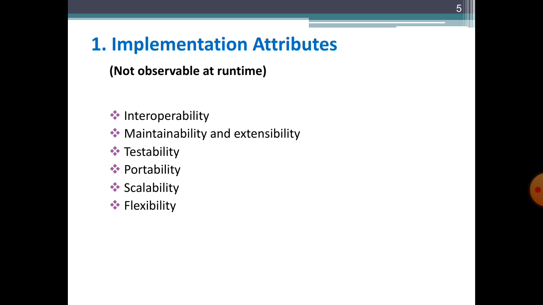So basically scalability is about how much our architecture provides the easiness to enhance the system as well. And now the next one is flexibility. So flexibility is about the ease of system modifications to different environments.